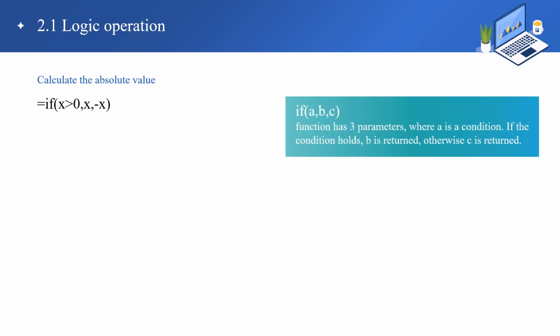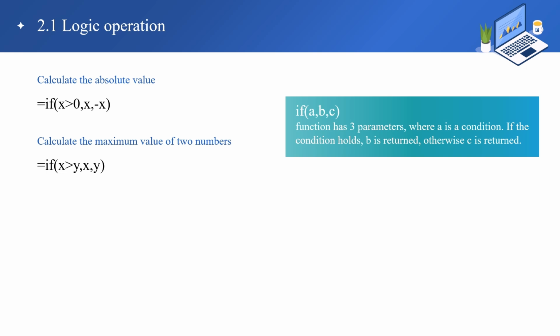The if(a,b,c) function has three parameters, where a is a condition. If the condition holds, b is returned, otherwise c is returned. Using the if function, we can also find the maximum value of two numbers.